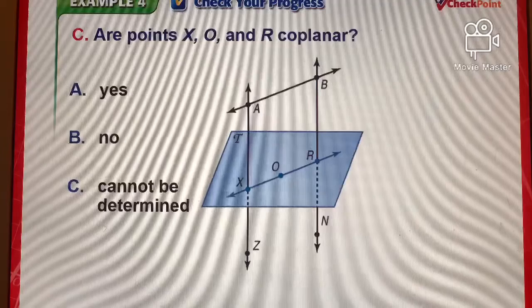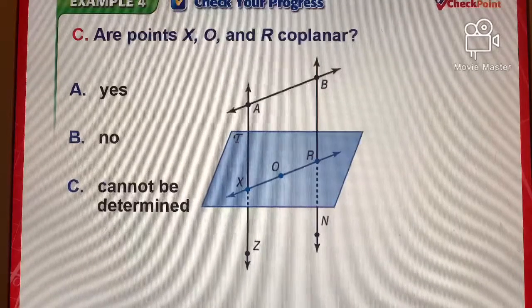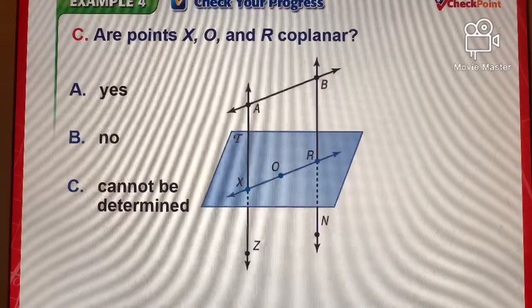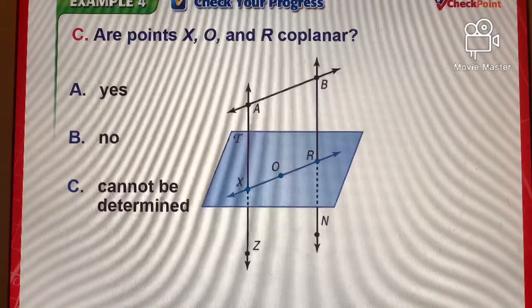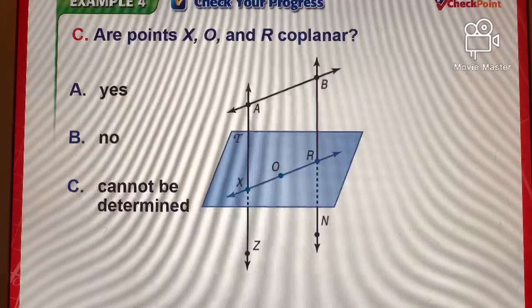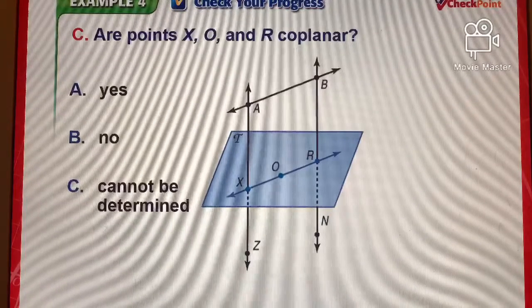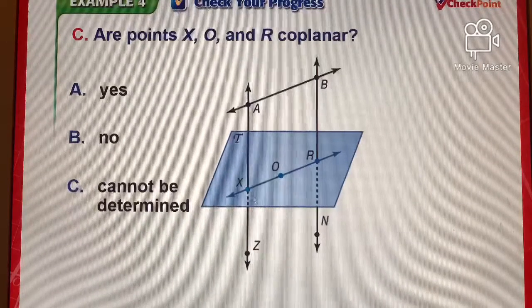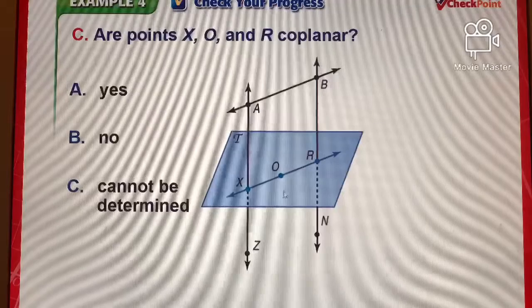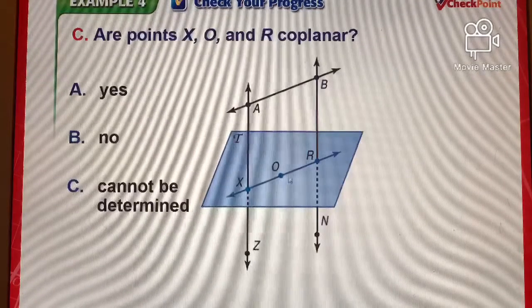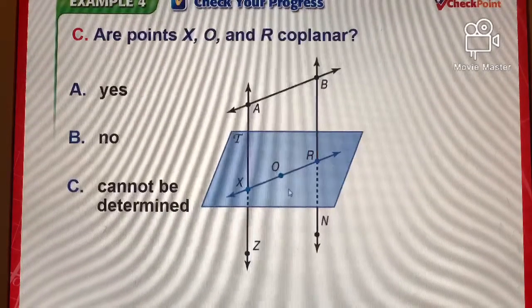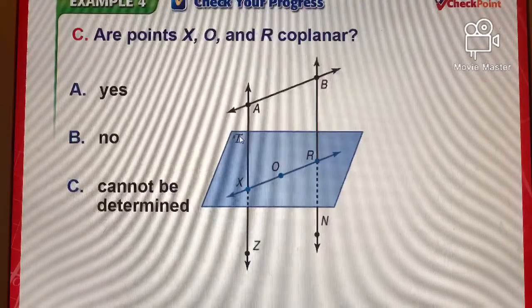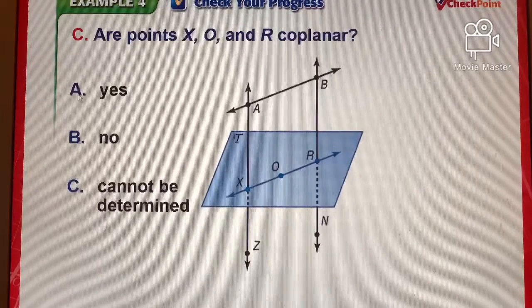Now on this slide, we have points X, O, and R, and they want to know if they are considered coplanar. Coplanar means that they are on the same plane. Co meaning together, and planar meaning on the plane. So if we were to locate X, it would be here, and that's on this plane T. If I find O, it's here, also on plane T. And then finally R, here and still on plane T. So the answer is yes, these are coplanar.